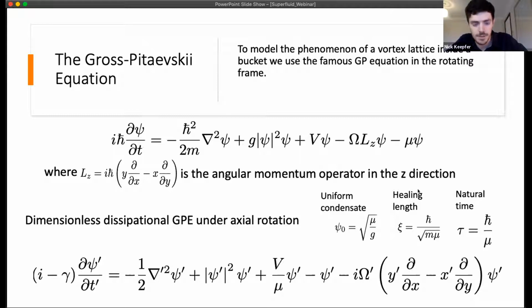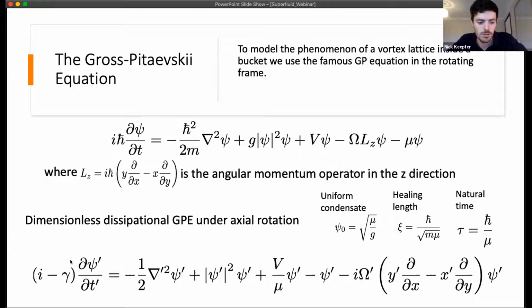We introduced the healing length, which I mentioned earlier, which is the distance over which this density will decay to zero at the boundary's edge or within a vortex. And then you have some natural time, which is the characteristic time scale that things will happen in the fluid. So we end up with this equation here on the bottom.